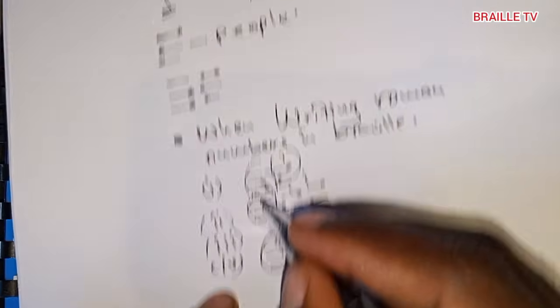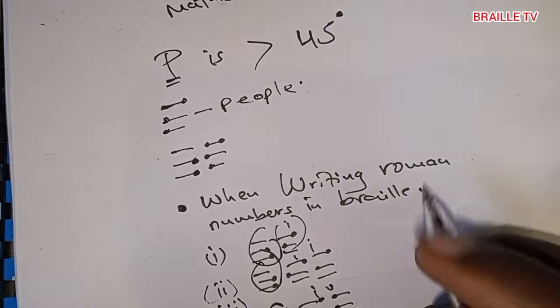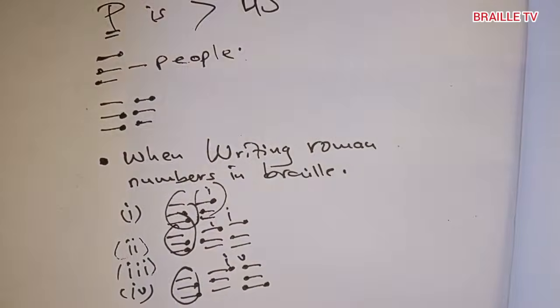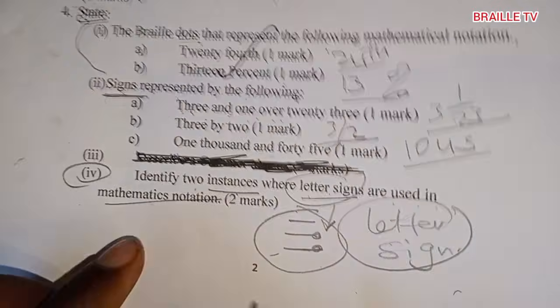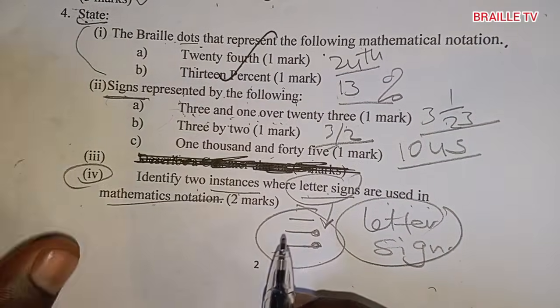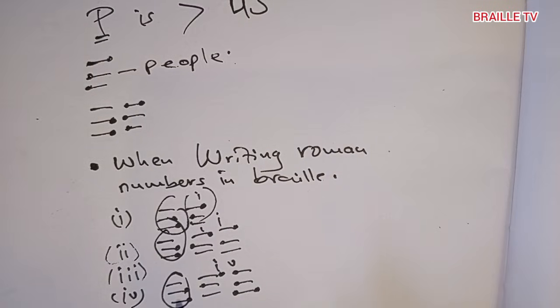So jibu hapa, when writing Roman numbers, you must use what we call letter sign. Kumbuka swali ilikuwa inatuuliza hivi. You know, let me remind you the question. Identify two instances where letter signs are used in the mathematical notation. That is what I'm trying to help you.